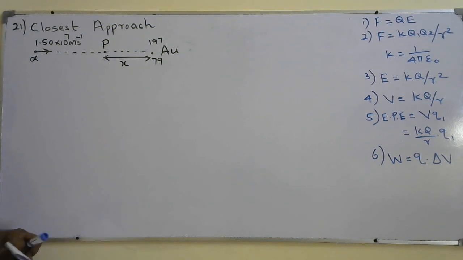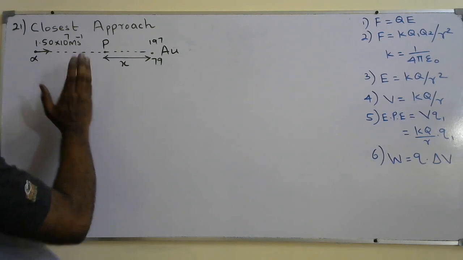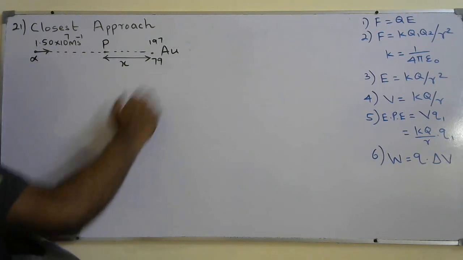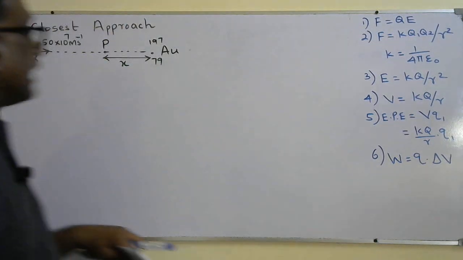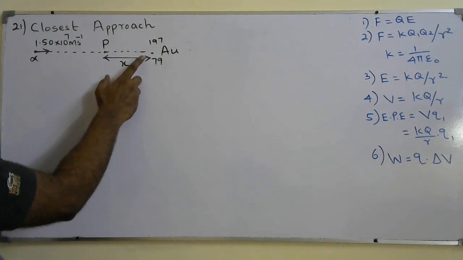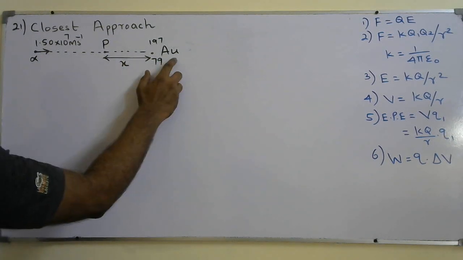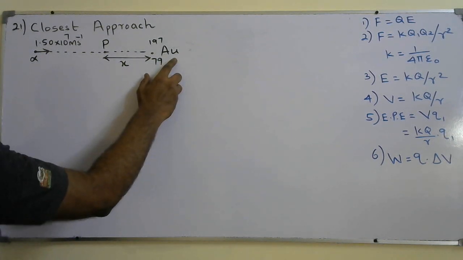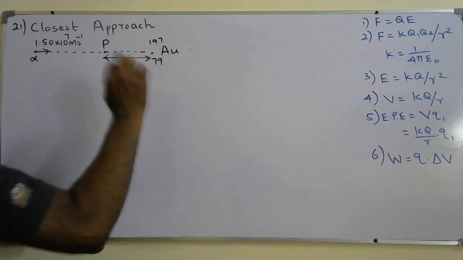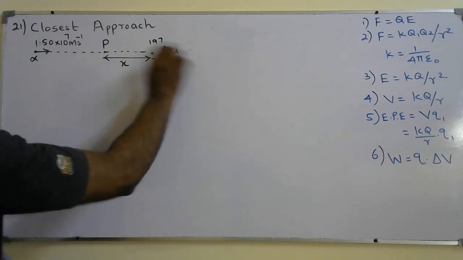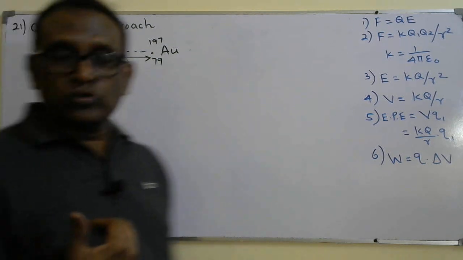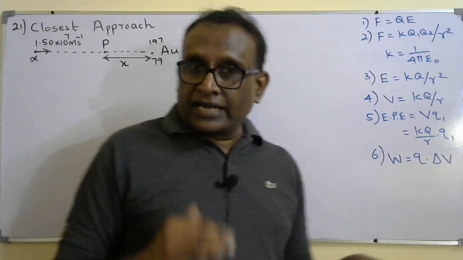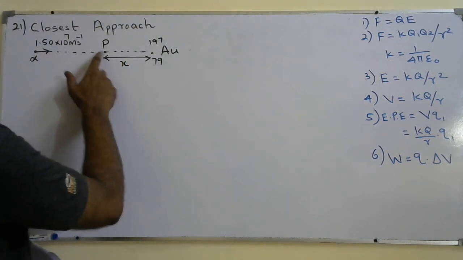So the alpha particle is moving at a speed of 1.5 × 10^7 meters per second, at a far distance from the gold nucleus, moving towards it. The alpha particle is a positively charged particle, and the gold nucleus is also positively charged. The gold nucleus is at a fixed point; it won't change its position. So the alpha particle will experience a repulsive force, so it will slow down. Finally, it will come to rest somewhere at point P.